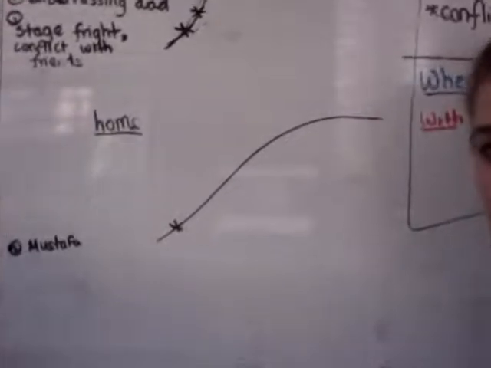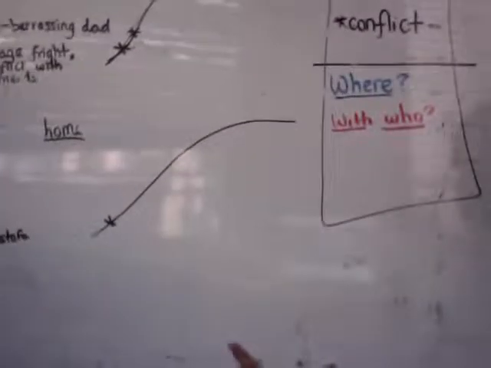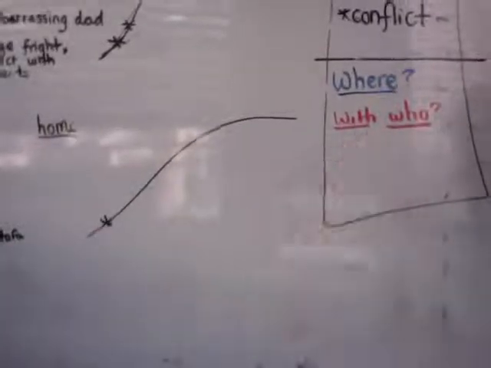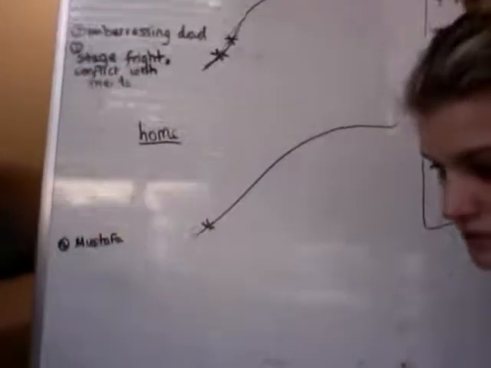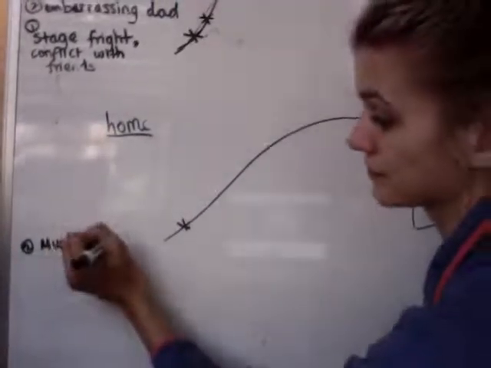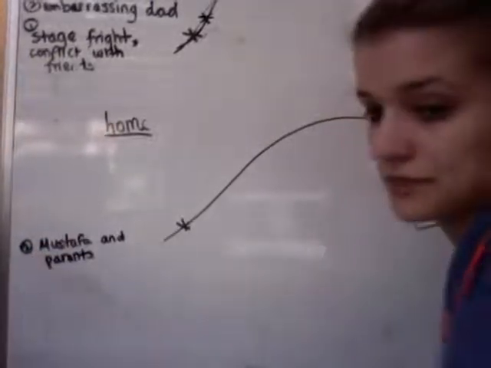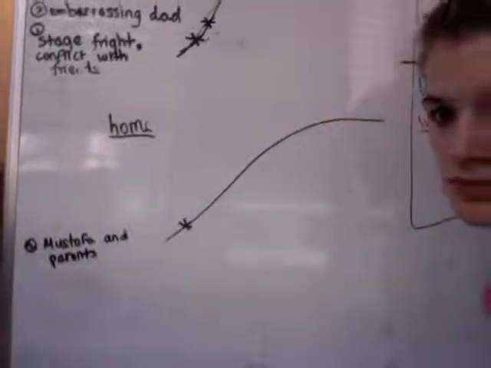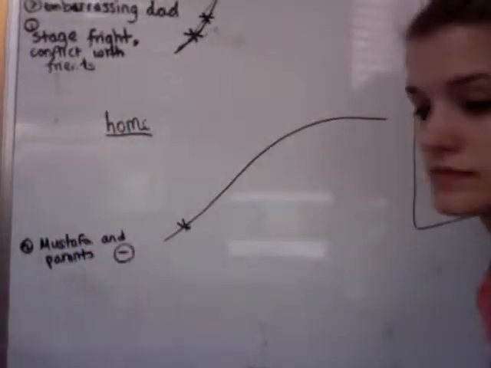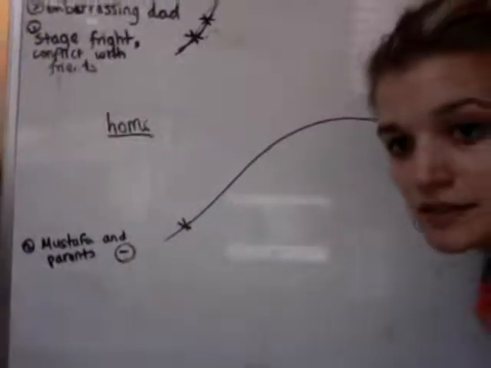Okay, Anna's brought in a really good point. It's not just Mustafa, it's conflict between not just one character. Mustafa's having conflict between him and who? Anna's got it. Parents. So you know what? I might just do this, because when I put that, that tells us right away there's conflict.